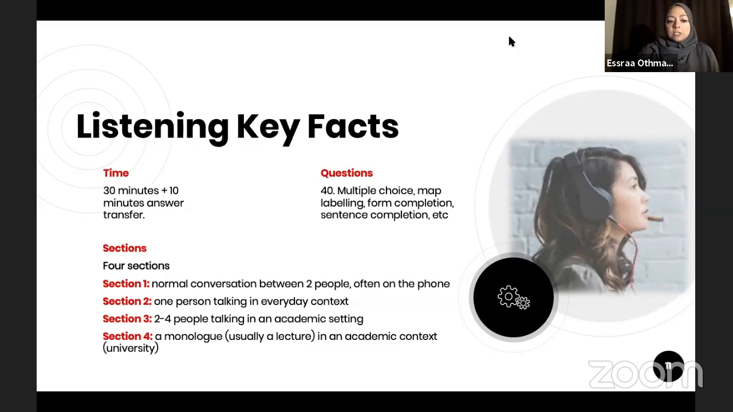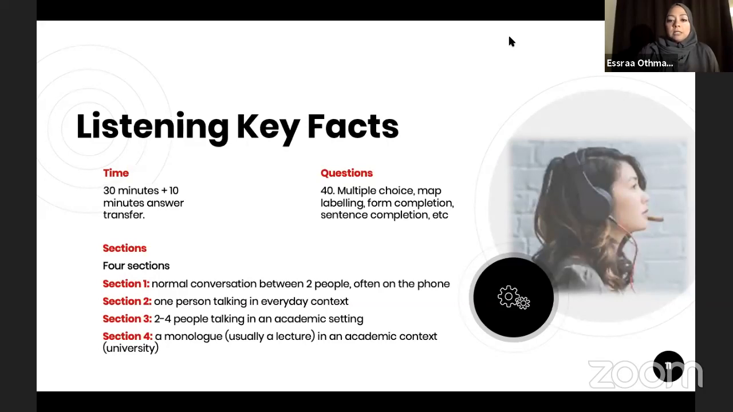The third section would be 2 to 4 people talking together in an academic setting, like maybe about a project or maybe a lecture. And the last section would be a monologue. Only 1 person would be talking, and this person is also talking in an academic context, something like a university lecture or something close to that.